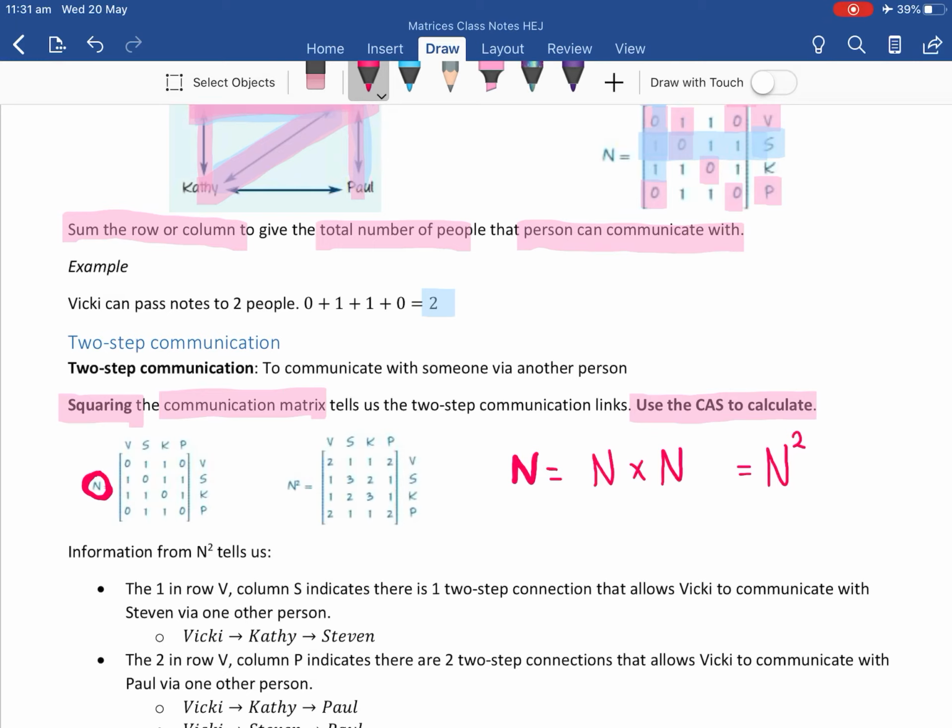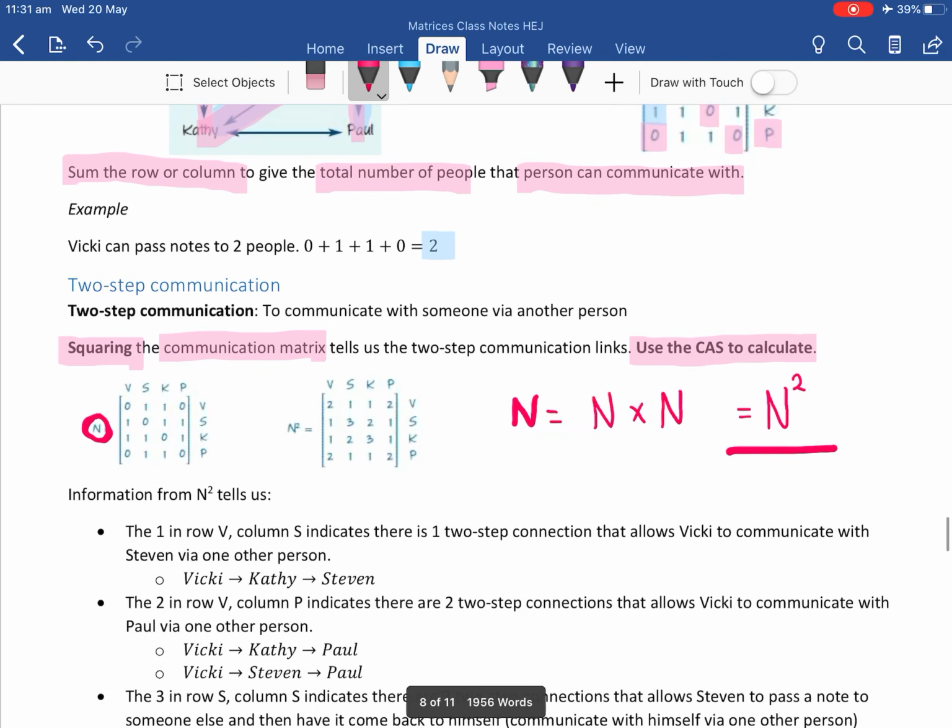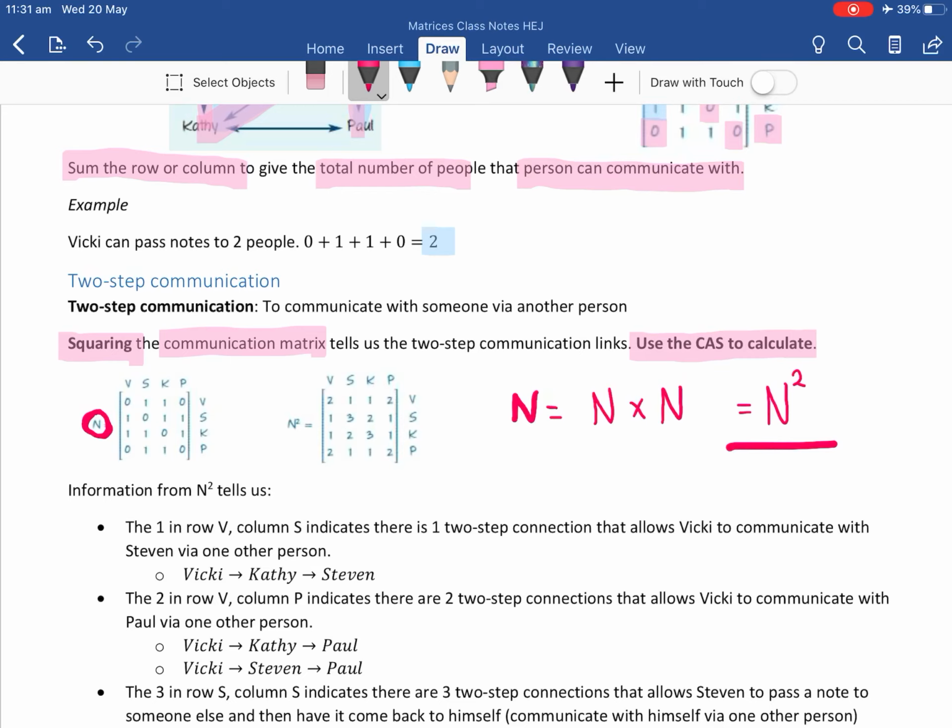But we're multiplying our first step communication by itself. That's what this means. So for two-step communication, make sure you square that original matrix. That'll tell you all the different ways they can talk to each other. So this one is N squared. It's a bit small. This is N squared.